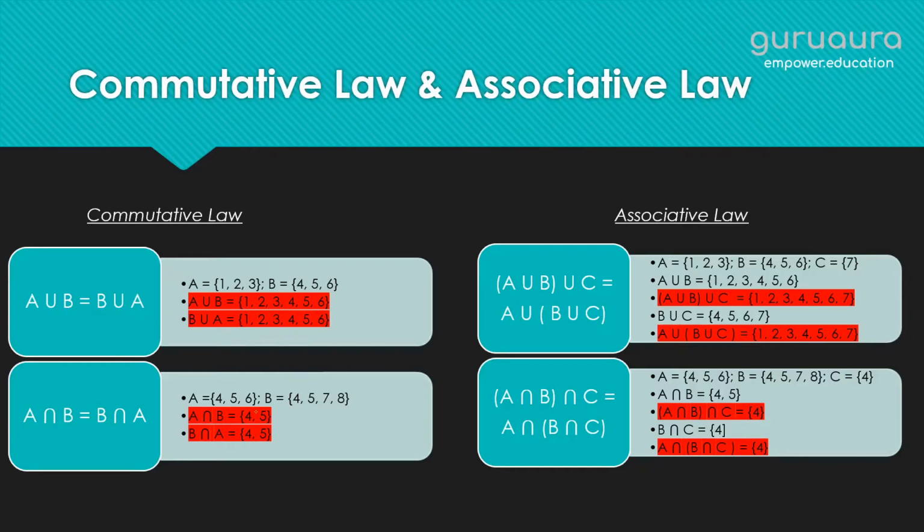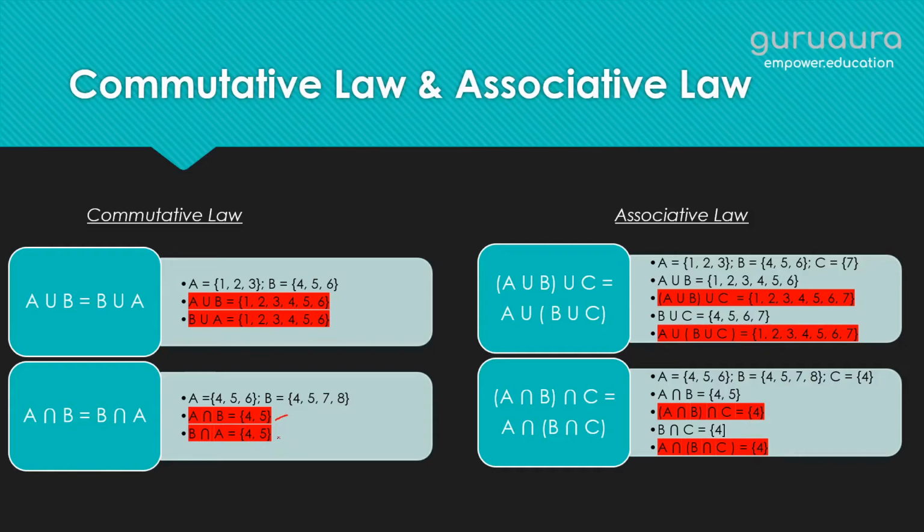Now let's check A intersection B is equal to B intersection A. Let's consider a set A with elements 4, 5, 6 and a set B with elements 4, 5, 7 and 8. Now what will be A intersection B? The common elements between the sets A and B. So what are the common elements? The common elements are 4 and 5. So A intersection B is a set with elements 4 and 5.